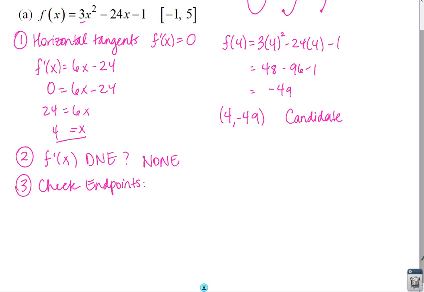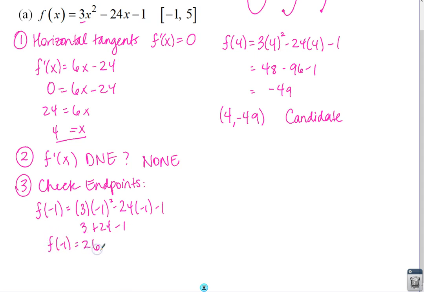So the first endpoint was negative 1. So I need to check what is f of negative 1. So 3 times negative 1 squared, so 3 plus 24 minus 1, f of negative 1 is 26. Okay, so this is again what I call a candidate. Well, I guess I should say the point (negative 1, 26) is a candidate.